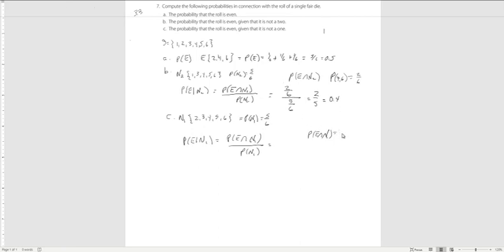Okay, so we had 3 elements, 2, 4, and 6, so that's 3/6. So here the probability is going to be 3/6 divided by the probability of N1, which is 5/6, which is going to give us 3/5, which is going to be 0.6. There we go. So that's what we've got for example problem 7.